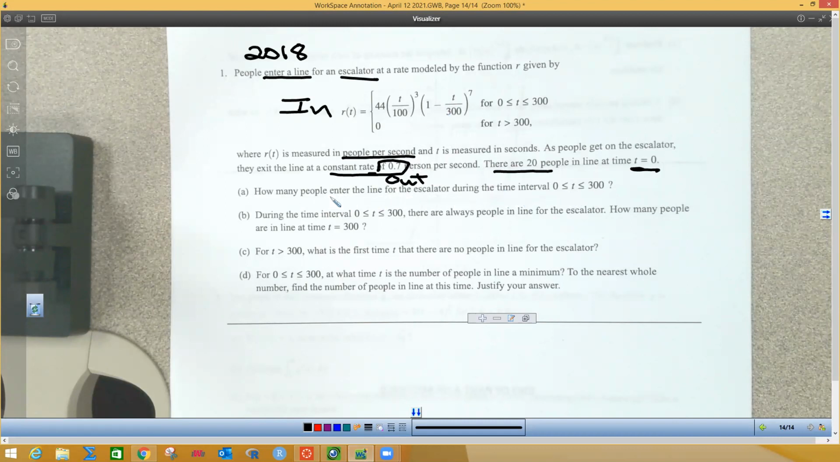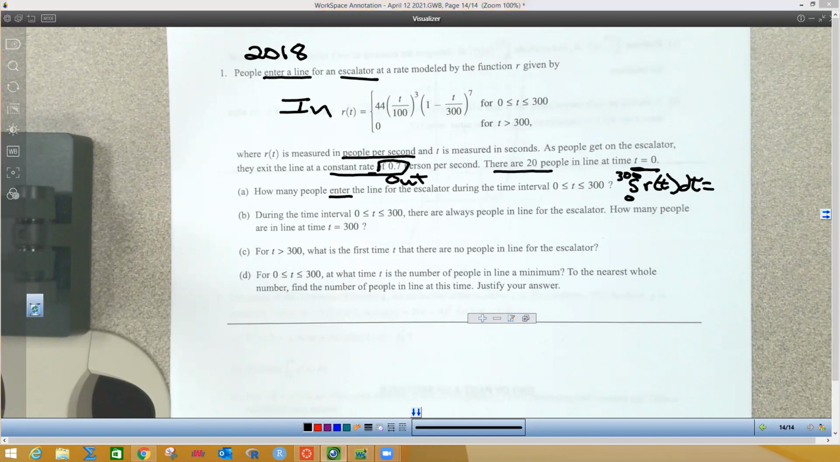Now, this enter is only enter. We don't care about the people coming out, so we only have the in function. And when you do these problems on the AP test, you must show what you're typing in the calculator. So we're going to do the integral from 0 to 300 of R of t dt, and this is going to give us the answer we want. So I'm going to show you what I'm going to do on my calculator here.